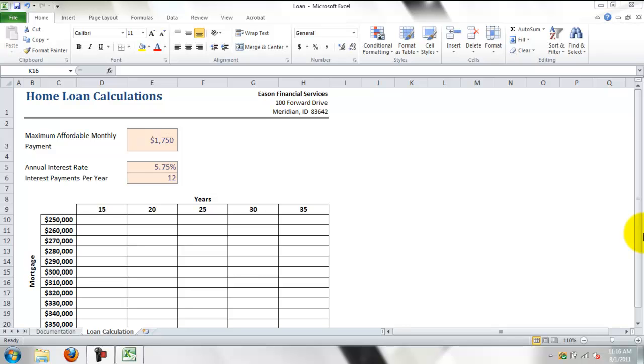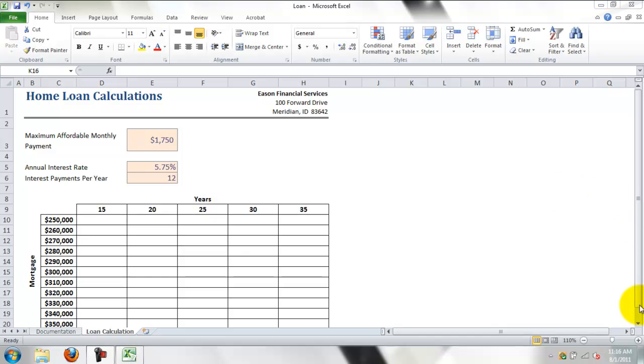In this video, I'm going to explain the differences between absolute and relative cell references when working with this spreadsheet, where I'm trying to create one function to calculate the mortgage payments for all of these different mortgage amounts and year amounts.